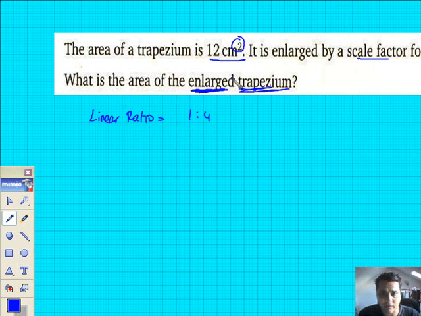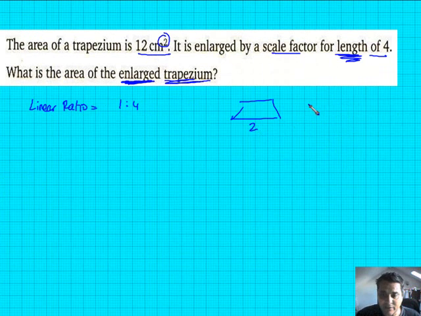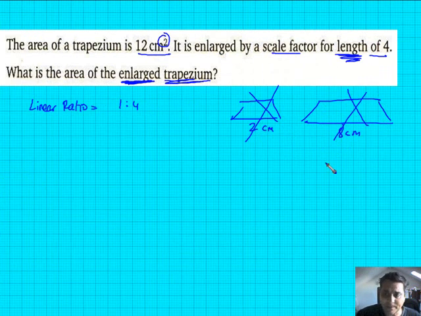Well, the baby one's only 12. We don't multiply the small area by 4 because this is just the ratio for the linear lengths, the sides of the trapezia. The corresponding sides are in the ratio of 1 to 4. So for example, a little baby trapezium like that may have a length here of 2, and the big giant trapezium over here will have a length of 4 times that, which will be 8, for example. And this will be in centimetres. So that is not what we're doing.